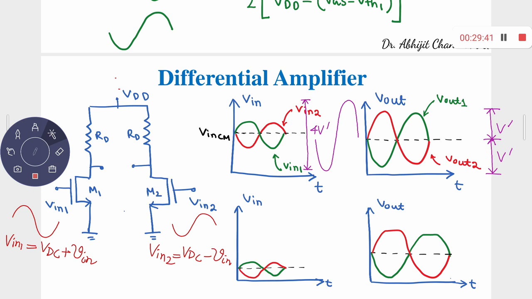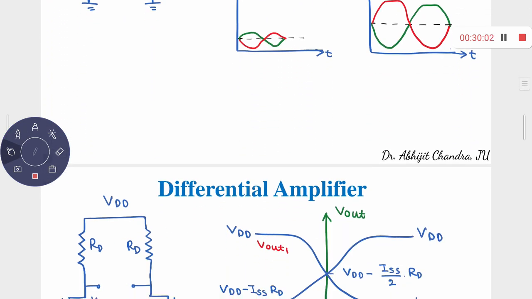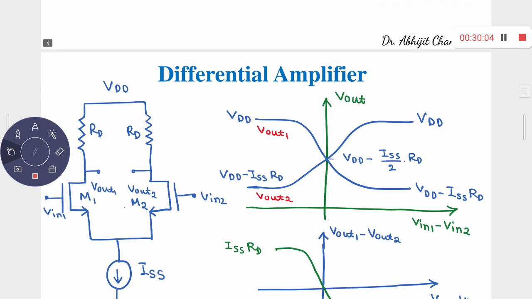So what has to be done? If the DC drain current is to be constant, you have to bias this. You need to bias this combination using a current source. Something like that.